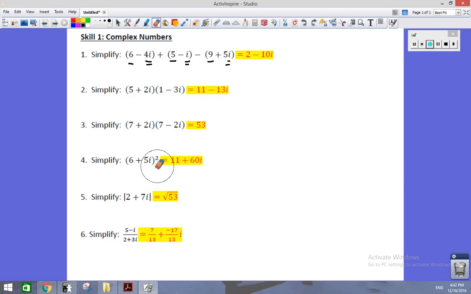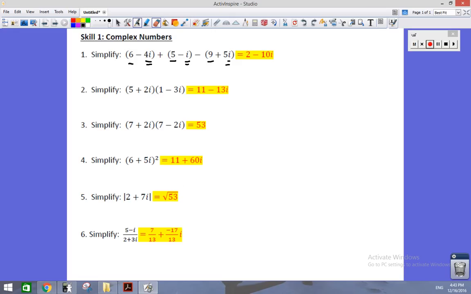Now here, when you're squaring something, the exponents do not distribute, so treat it like you did in problem number 2. 6 times 6 is 36, 6 times 5i is 30i, then you've got 5i times 6, and 5i times itself. 36 minus 25 is 11, and 30i plus 30i is 60i. So just do not distribute the 2 through.